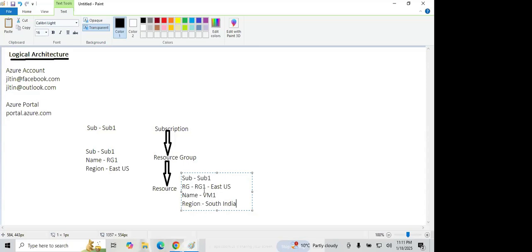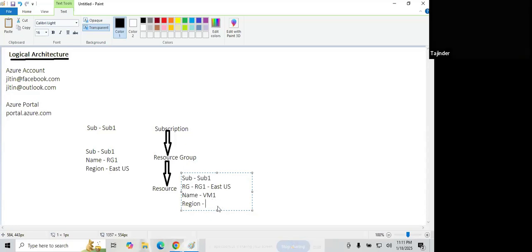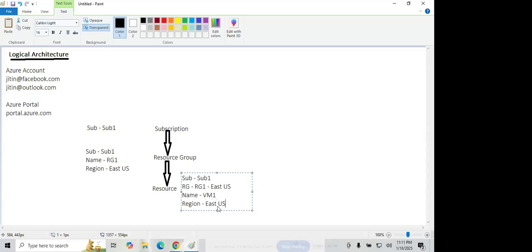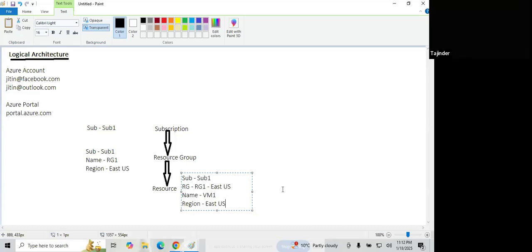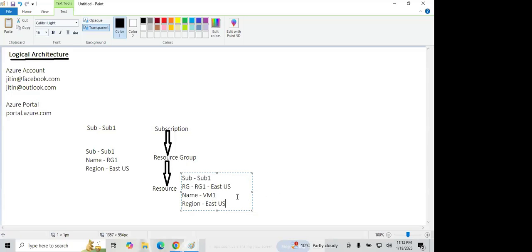So the region of the resource and the region of the resource group may or may not be the same. In most conditions you will find it would be the same. But in case we have any business requirement and we would like to keep them in separate regions, it is absolutely possible. And can one subscription have multiple RGs? Yes, it can have multiple RGs, absolutely. And in one RG, we can have multiple resources.